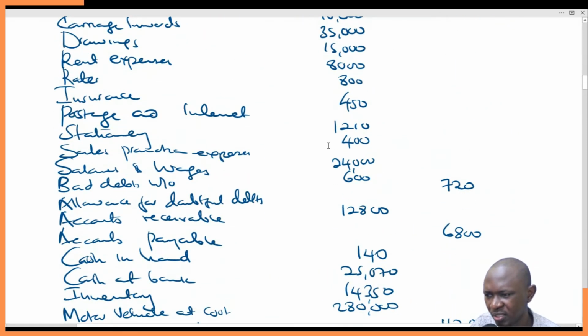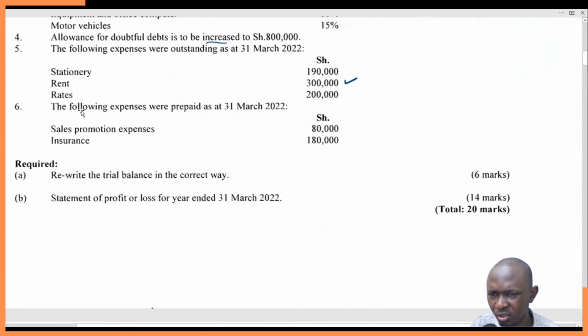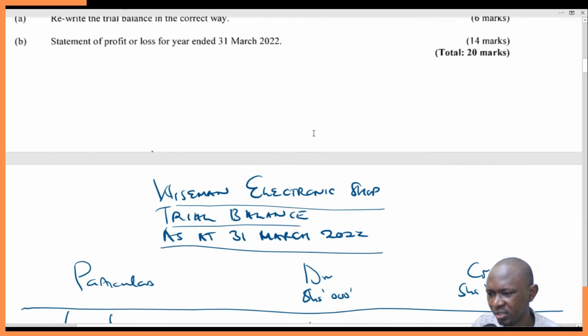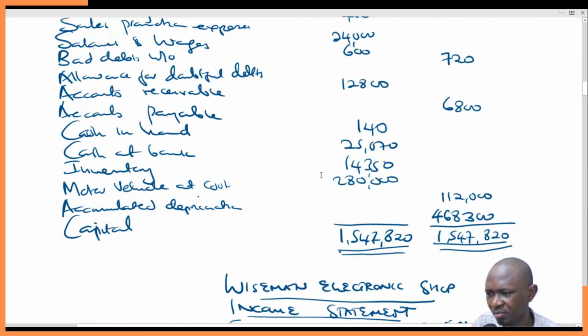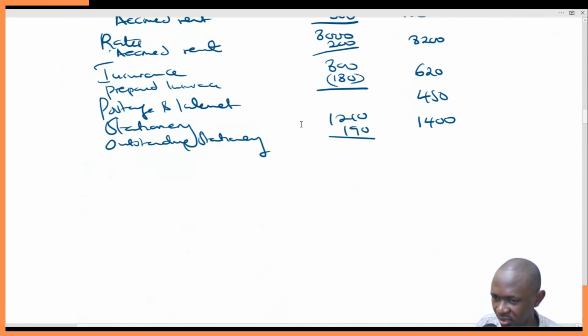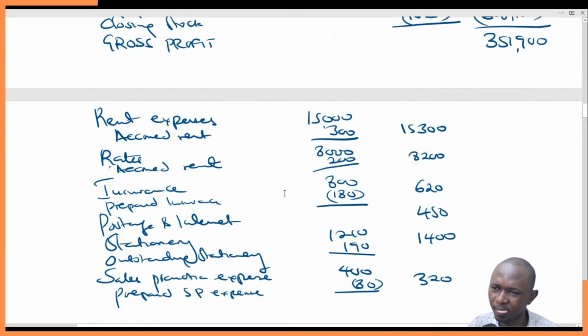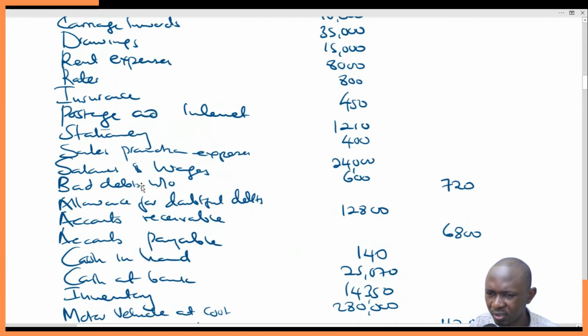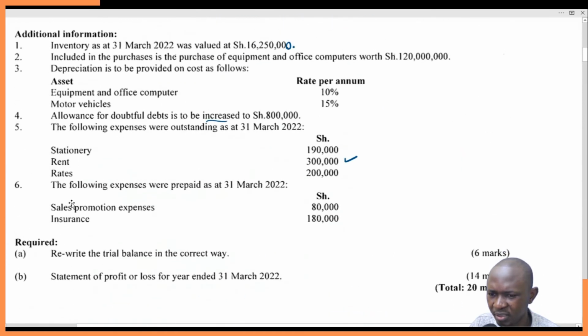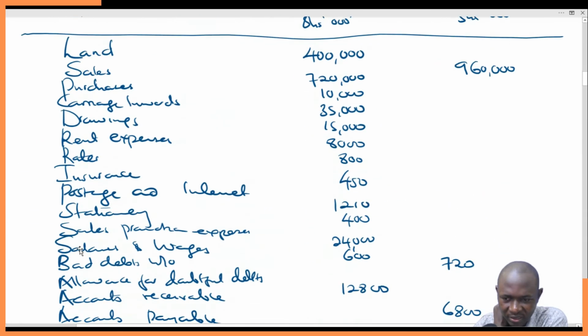Sales promotion expenses 400. There is something about sales promotion. 80 is prepaid. So sales promotion expense is 400, but 80 is prepaid. So simply come here and say sales promotion expense 400 because it has workings, and then prepaid sales promotion expense is 80. So this gives us 320. I'm just confirming the figures. So let's go to the next one.